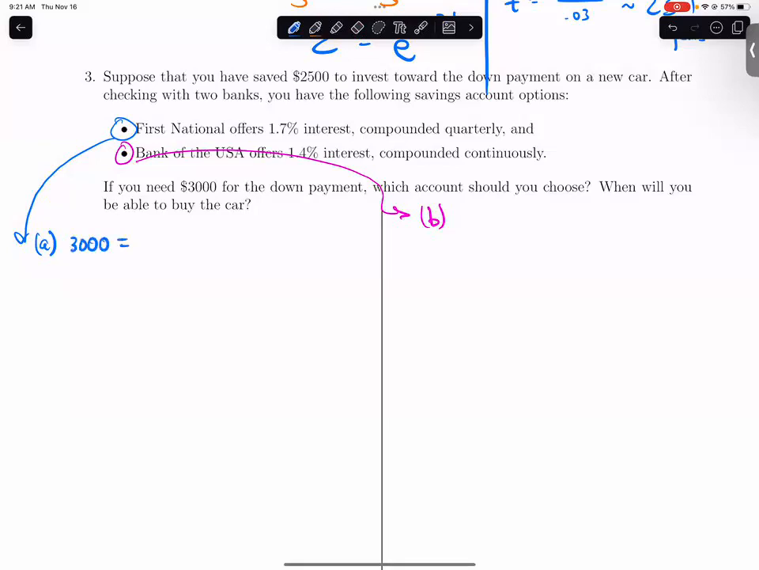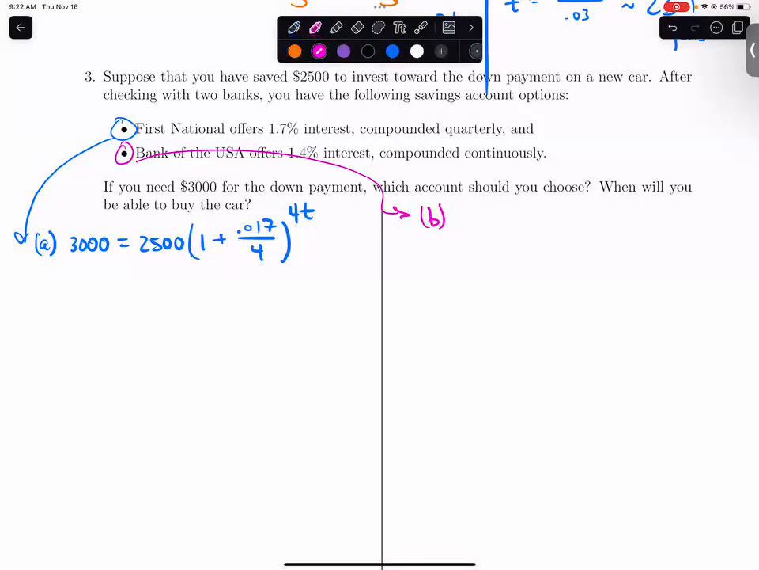3,000 equals 2,500 times (1 + .017 over 4, because it's quarterly) to the 4T. $2,500 principal. That's how much I have now. I want to figure out how long it's going to take for that to grow to 3,000. So there you go. 1 plus interest rate 1.7, so slide the decimal over 2 places, 0.017. Quarterly, so it is 4, and we're looking for T.